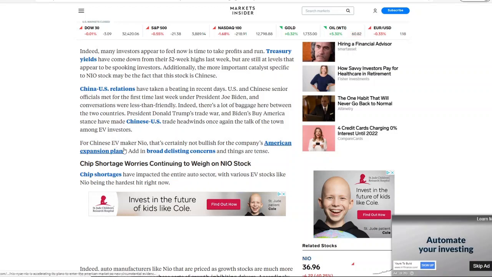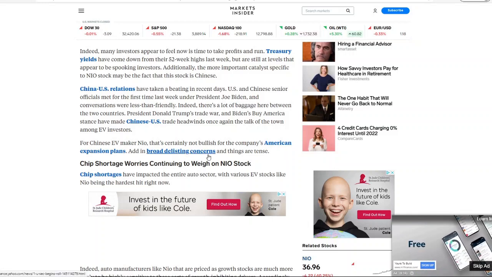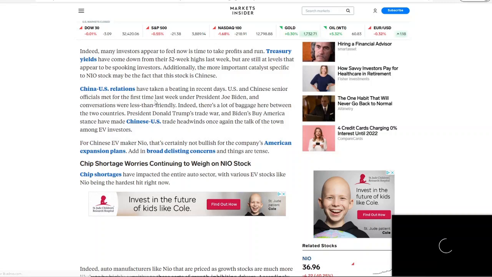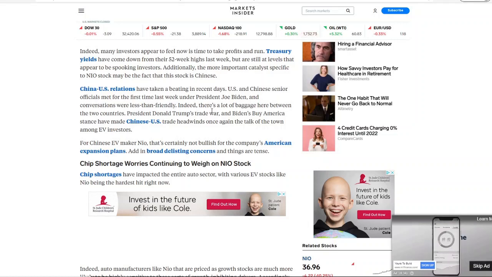Now, for Chinese EV maker NIO, that's certainly not bullish for the company's American expansion plans. Add in broad delisting concerns and things are tense. This is all fear, right? Based off of this right here. So what is being said here? China and U.S. relations have taken a beating in recent days. U.S. and Chinese senior officials met for the first time last week under President Joe Biden, and conversations were less than friendly. Indeed, there's a lot of baggage here between the two countries.